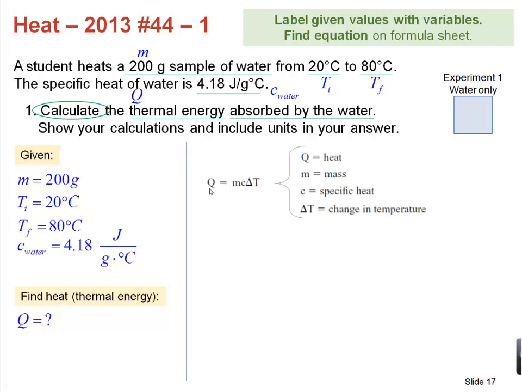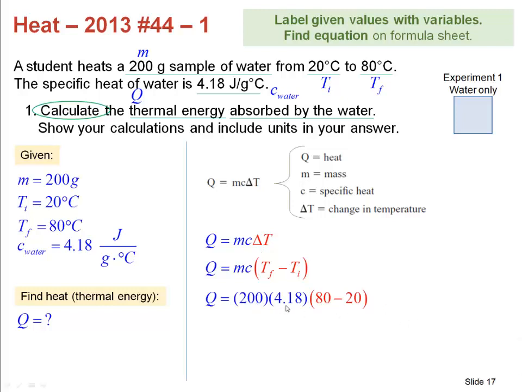On the formula sheet, the equation that relates these variables is Q equals mc delta T. The description of the variables says that C is specific heat and delta T is the change in temperature. Changing the temperature means subtracting final temperature minus initial temperature, and that's the symbol delta, which tells you to subtract. If we plug in the values, 200 for mass, 4.18 for specific heat, and final minus initial temperatures, we get that the heat absorbed by the water is about 50,000 joules, or 50,160 joules.